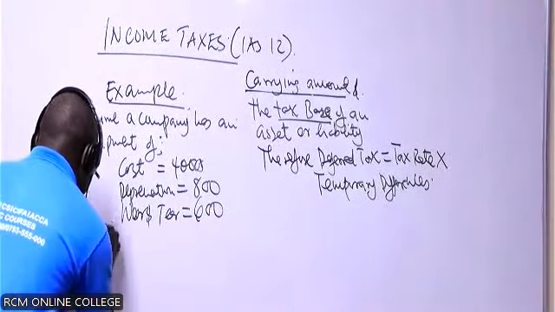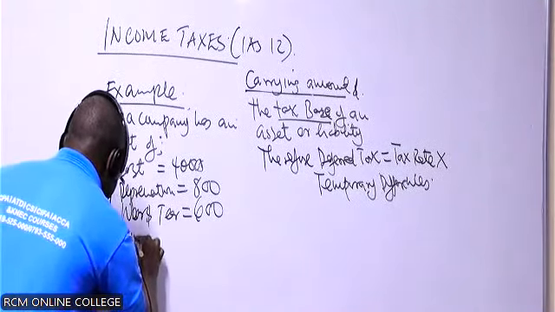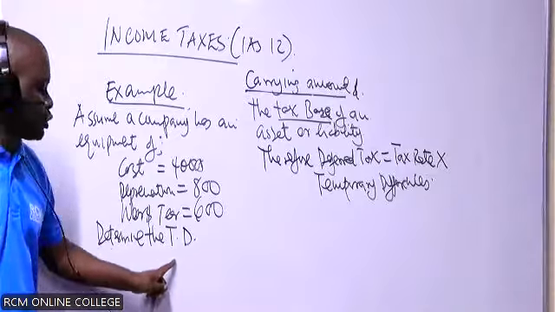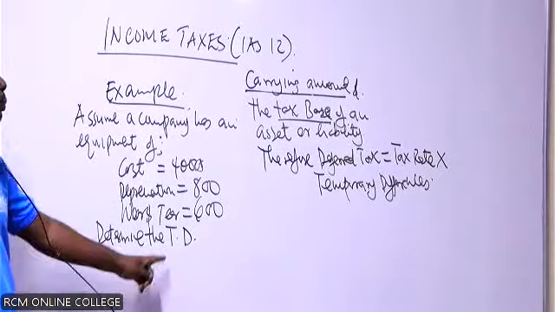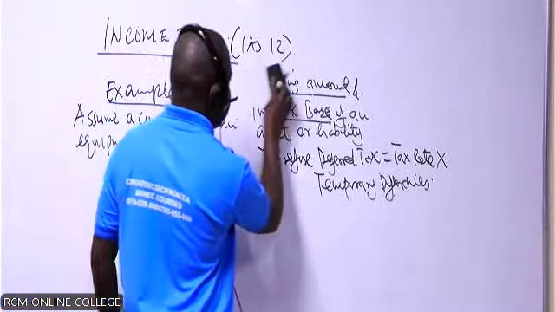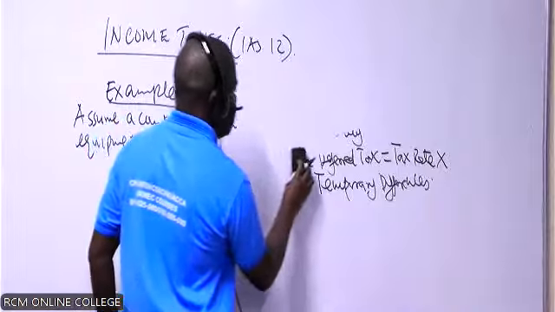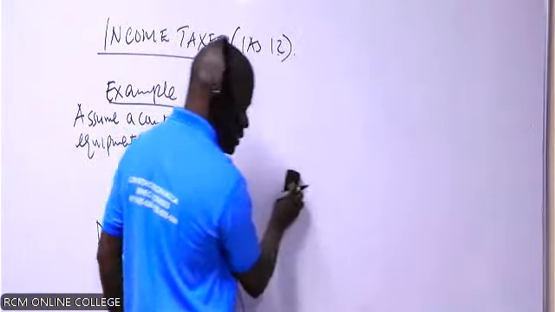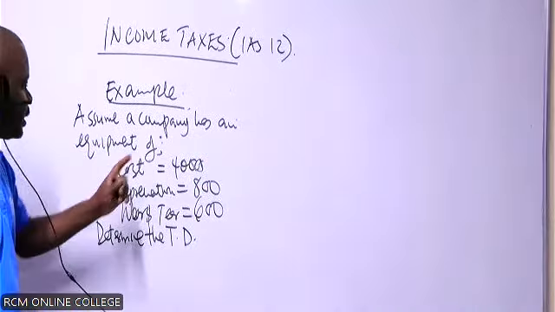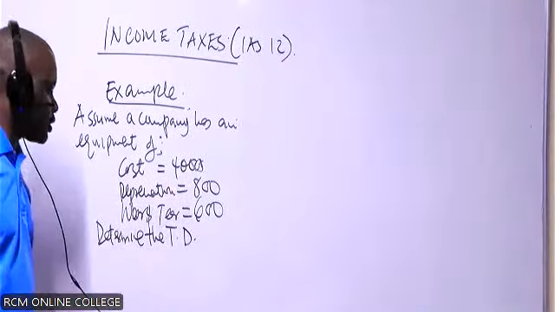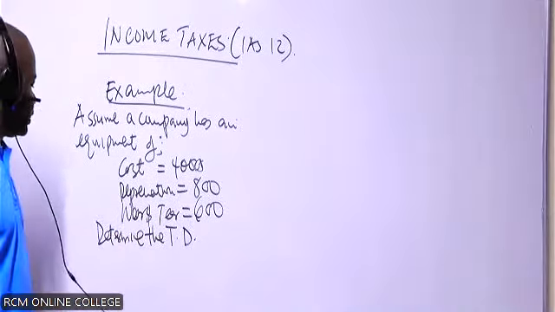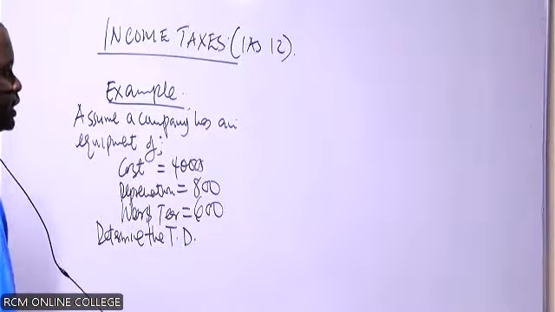Determine the TD. You must now start getting used to calling it TD, temporary difference. So the question says determine the TD or temporary difference. Hope you are seeing it. Assume a company has an equipment of cost 4,000. Depreciation on this equipment 800. Wear and tear 600. Determine the temporary differences.